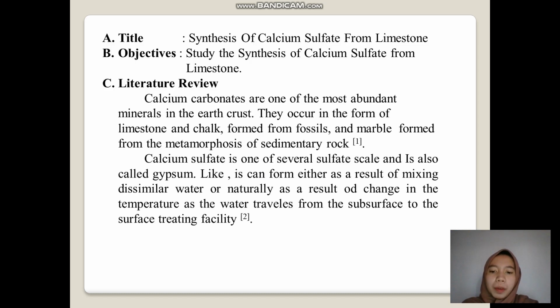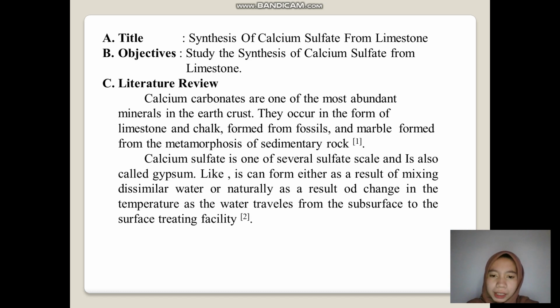I will explain about the practicum titled Synthesis of Calcium Sulfate from Limestone. Objective: study the synthesis of calcium sulfate from limestone. Calcium carbonates are one of the most abundant minerals in the earth's crust. They occur in the form of limestone and chalk, formed from fossils, and marble, formed from the metamorphosis of sediment rock.